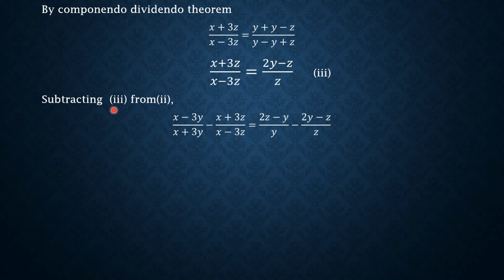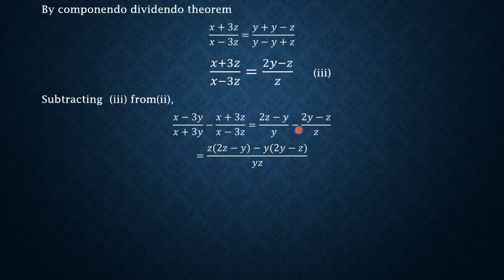Now the statement of the question tells us that we have to find the value of (x - 3y)/(x + 3y) - (x + 3z)/(x - 3z). To find the value of this, we have to subtract equation number 3 from equation number 2, and write the expression as (x - 3y)/(x + 3y) - (x + 3z)/(x - 3z), equal to subtracting the right sides as well. So we have (2z - y)/y - (2y - z)/z.